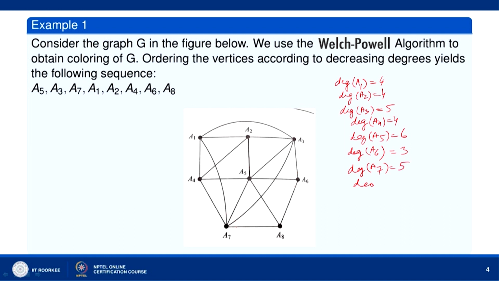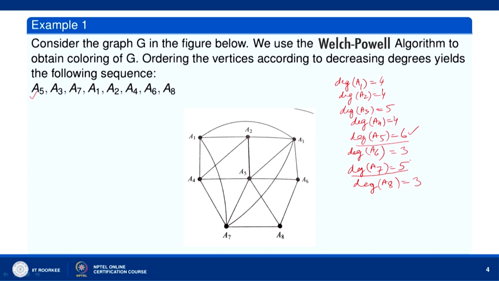Degree of A8 is 1, 2, 3. Now, let us see which one has the highest degree. You see we have degree of A7 equal to 5 and degree of A5 equal to 6. So, A5 has the highest degree. So, we put A5 first in the sequence.